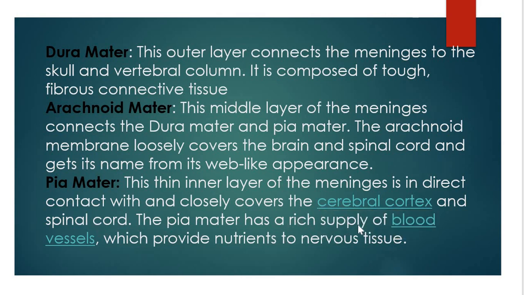The pia mater has a rich supply of blood vessels, and these blood vessels provide nutrients to the nervous system. So the passage of food, that is nutrients, is through the pia mater. Nutrients diffuse into the blood vessels of the pia mater, and from there, by the process of diffusion, it reaches the brain. ये ब्रेन में पहुंचता है.